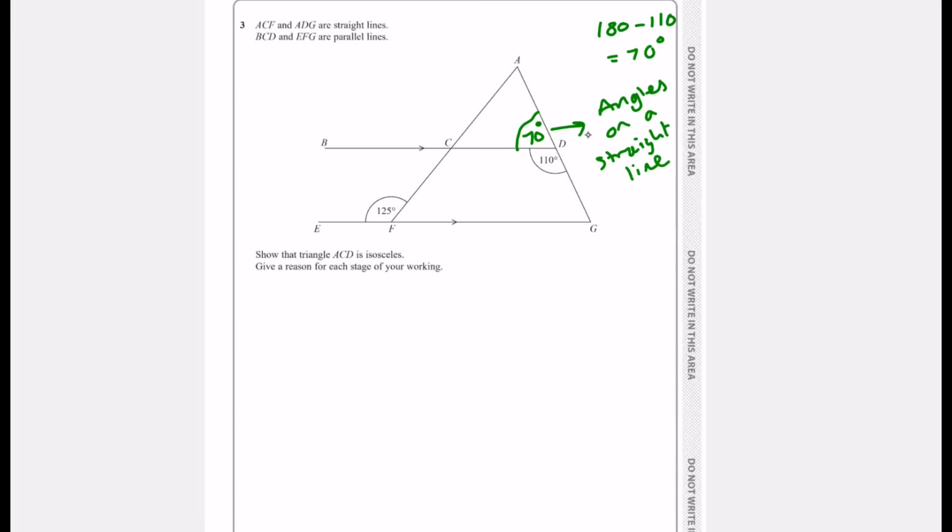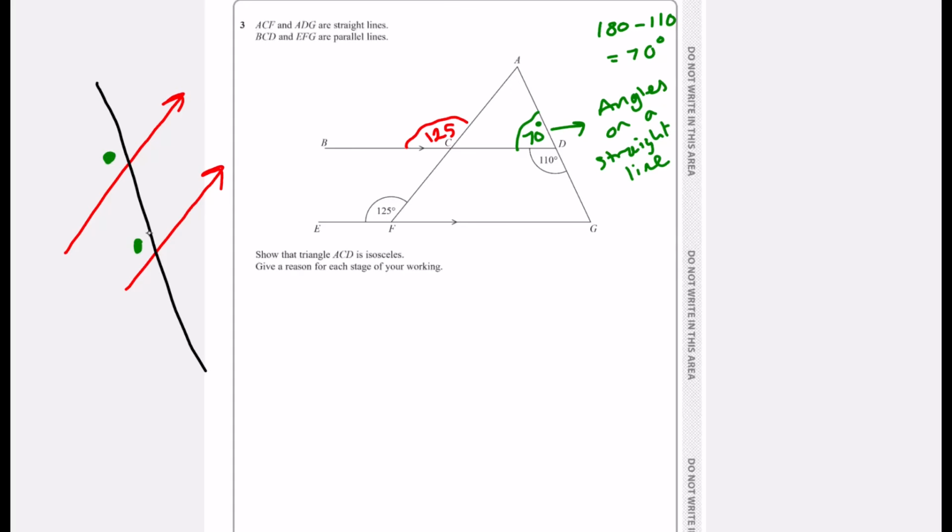Let's use the parallel lines now. So 125 degrees here. The same angle on the other parallel line is called a corresponding angle. So it's exactly the same angle. So we've got 2 parallel lines, a line going through them. So this angle here will be the same as this one here. It's the same angle on the other parallel line. They're called corresponding angles. So corresponding angles are equal.